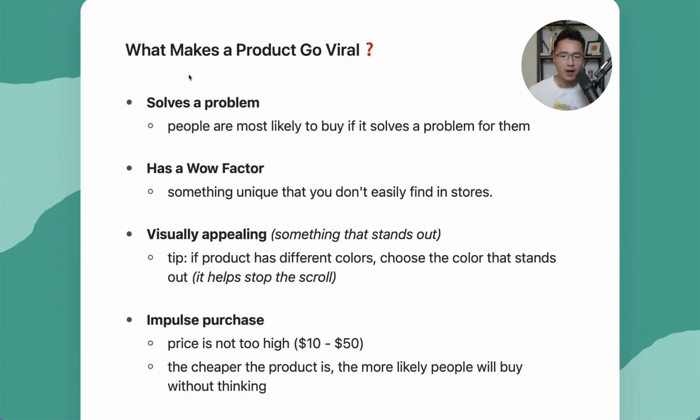So the number one factor I would say is that the product solves a problem, because people are generally most likely to buy something if it solves a problem for them. Secondly, if the product has a wow factor, something unique that you don't easily find in stores. This I wouldn't say it's a must, but it definitely helps when it has something that's unique about it. Next is that it's visually appealing, something that just stands out. If a product has, let's say, different colors, definitely I would recommend you to choose the color that stands out more. It will definitely help you stop the scroll a little bit better because it is more eye-catching.